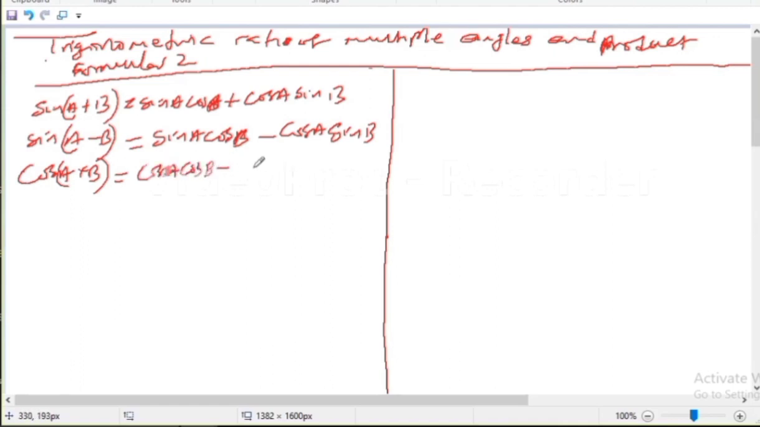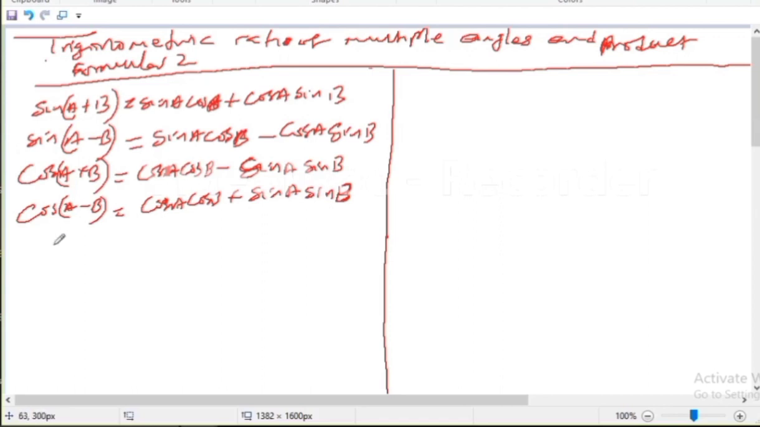So cos also, cos(A plus B) will give you cos A cos B minus sine A sine B. So for this one, this one is plus, this is minus, so you know that cos has cos and sine. So that's that. Then for cos(A minus B), here you have cos A cos B plus sine A sine B.